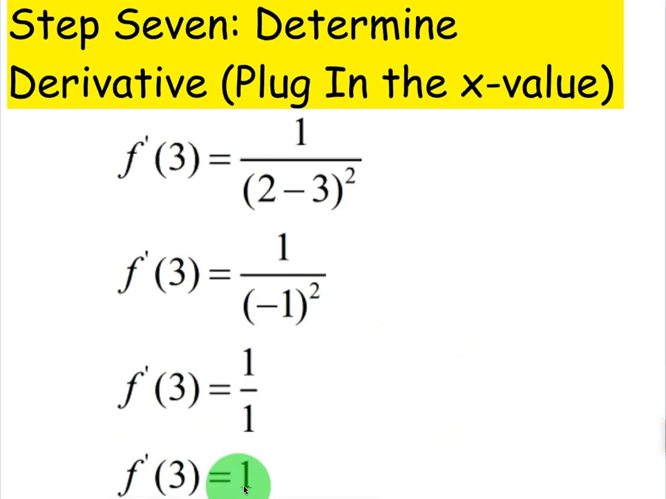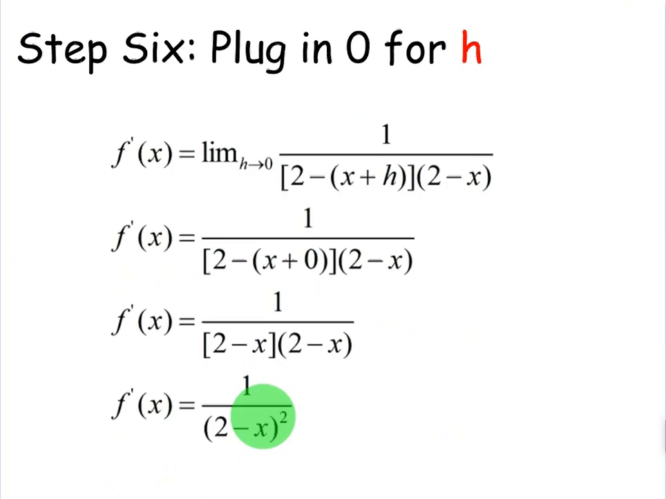Now what I find interesting about this is the formula for the derivative of 1 over 2 minus x is 1 over (2 minus x) squared. It's strange when I first saw this, but you're going to learn later why that is when we learn specific derivative rules.